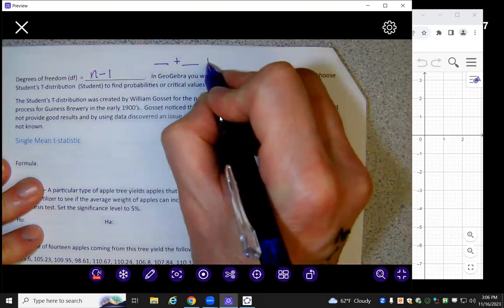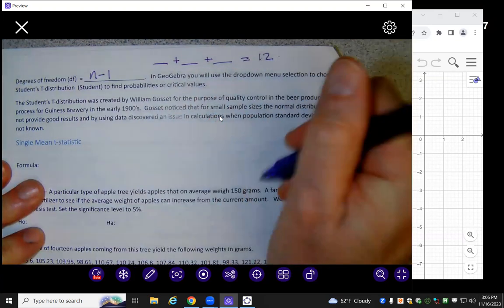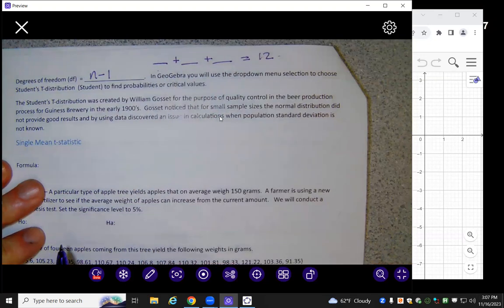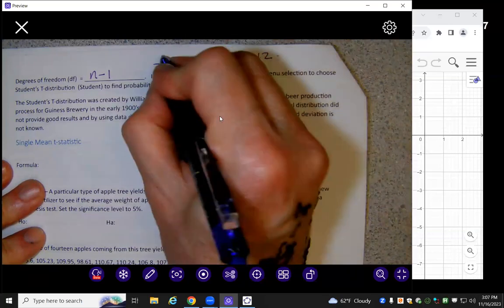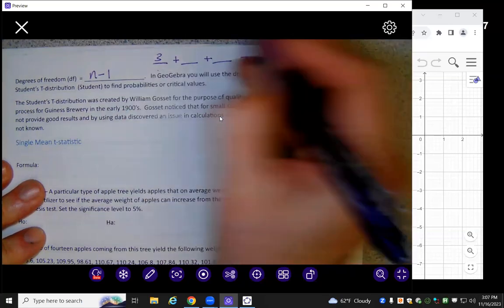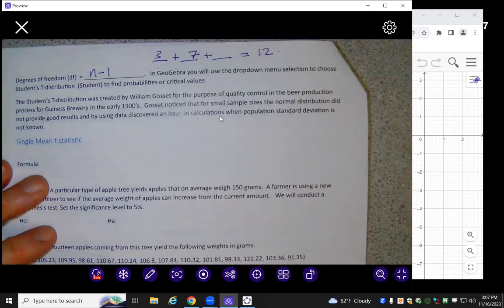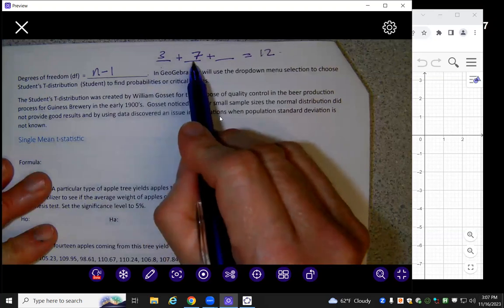Let's say I'm going to add 3 numbers, and I need them to add up to 12. Notice you have here 2 degrees of freedom. Why? Because let's say that I randomly choose 3. Then I randomly choose 7. So the first 2 numbers can be whatever you like them to be. You have 2 degrees of freedom.